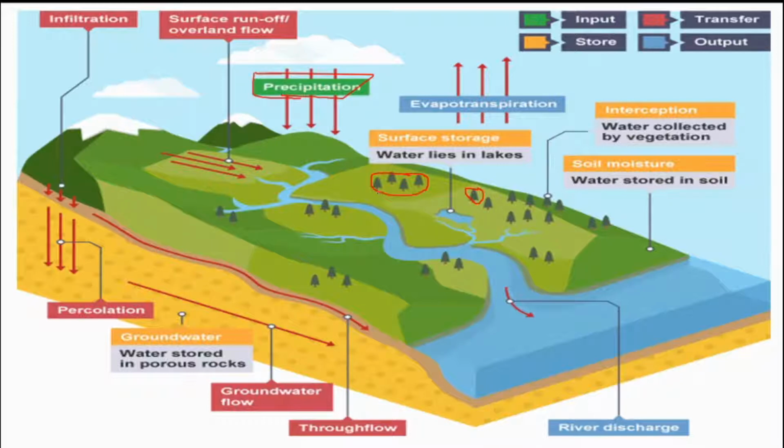It also shows flows of water from one place to another in the drainage basin. Examples of these flows are surface runoff or overland flow, infiltration, percolation, through flow, and groundwater flow. However, it's only three of these flows that provide water to the river. They are the overland flow, through flow, and base flow, which is also known as groundwater flow. These flows operate at different speeds.